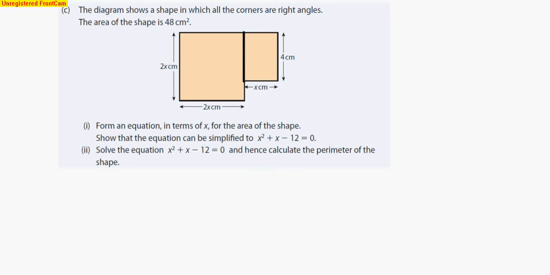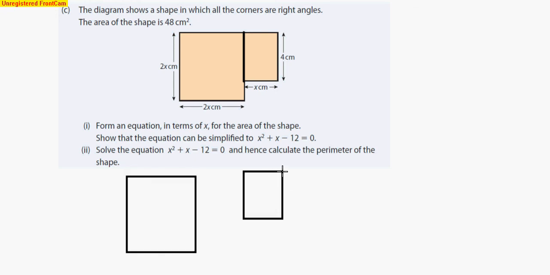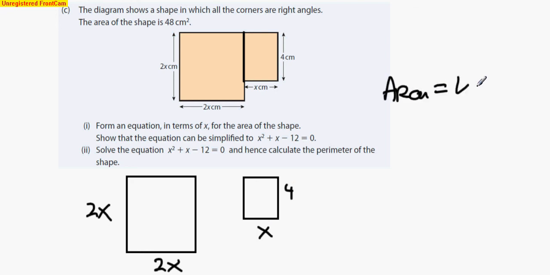So look, what we actually have in effect is two rectangles. The first rectangle here and the second rectangle here. We're just going to separate them out for a second. Now the first rectangle is 2x by 2x. In fact, it's actually a square. The second one is 4 by x. Now remember, area equals length multiplied by width. So the area of rectangle A, or sorry, square A and rectangle B.